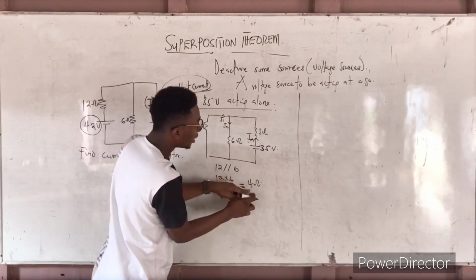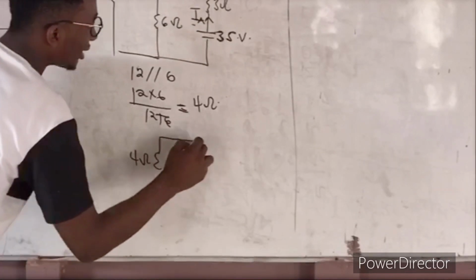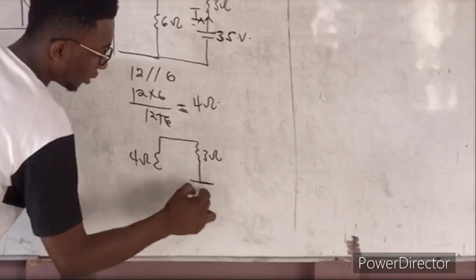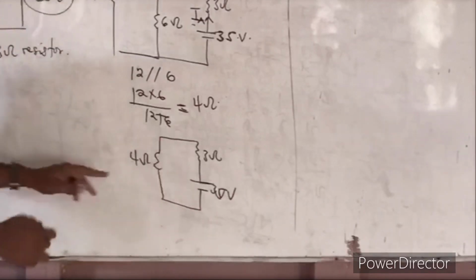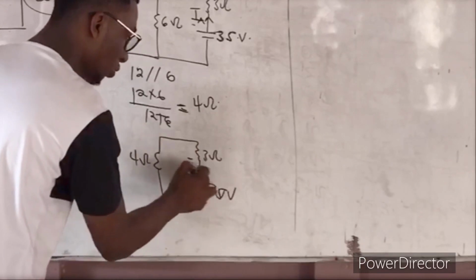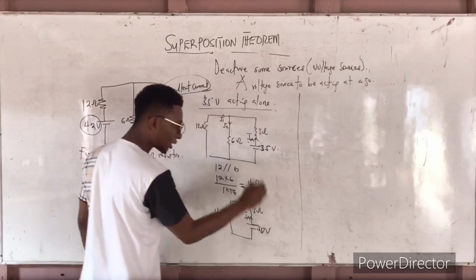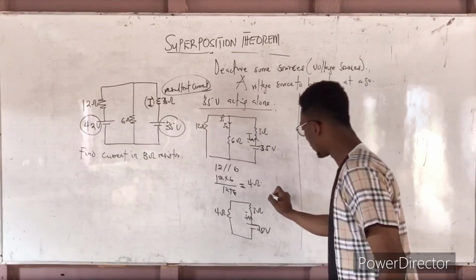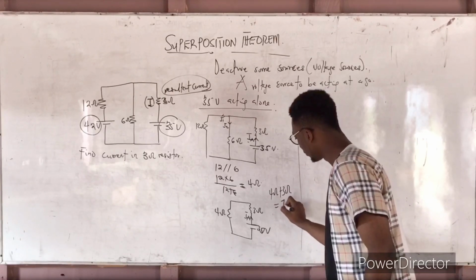Now this 4 ohm resistor will act in series with this 3 ohm resistor, with the 35 volt source. The current that passes through the 3 ohm resistor is I. If it is acting in series, then the total effective resistance is 4 ohm plus 3 ohm, which is equal to 7 ohm.